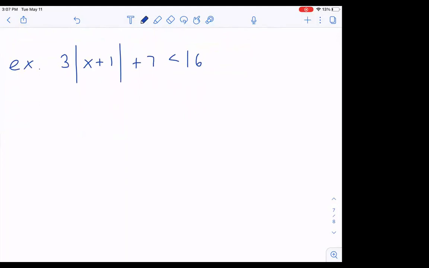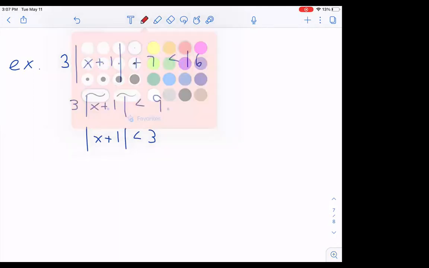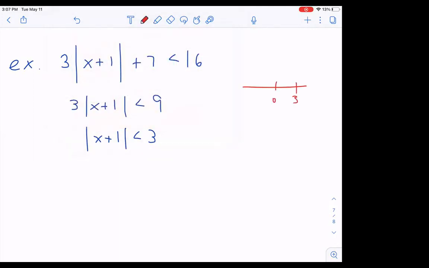Let's go over this. We want to get the absolute value by itself, so I'll subtract 7 from both sides first. We have 3 times the absolute value of x plus 1 is less than 9. Then divide both sides by 3. The absolute value of x plus 1 is less than 3. So now we want distances less than 3 units away from 0.